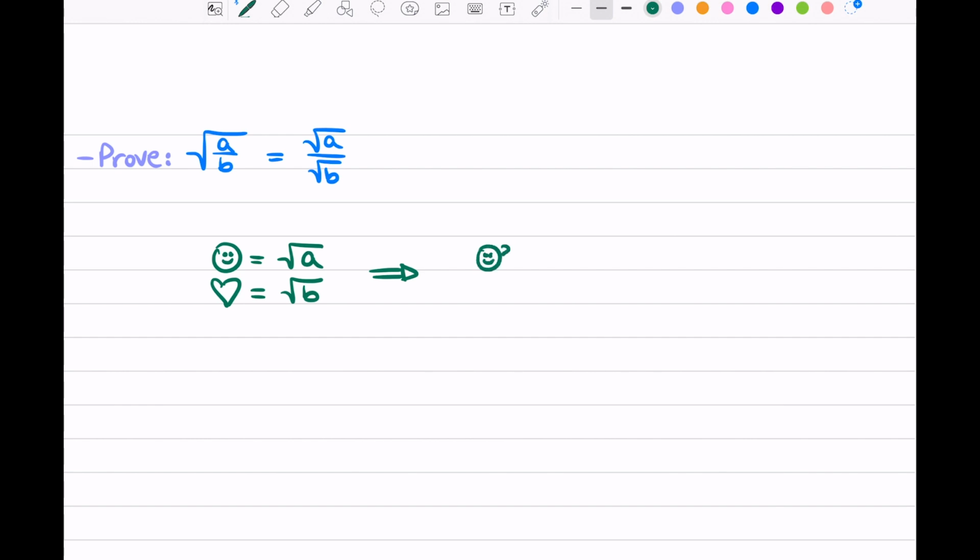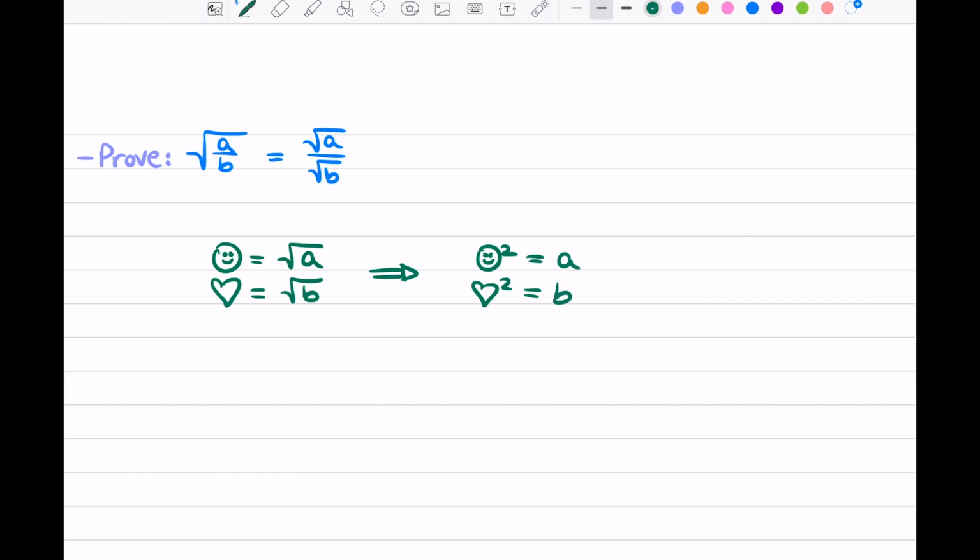So we want to prove that the square root of a over b equals the square root of a divided by the square root of b. Again, we're going to let our smiley face equal the square root of a and our heart equal the square root of b. So we have a system of equations, and our first step is going to be the same. Smiley face equals the square root of a. That means smiley face squared equals a. And heart equals the square root of b. So heart squared equals b.